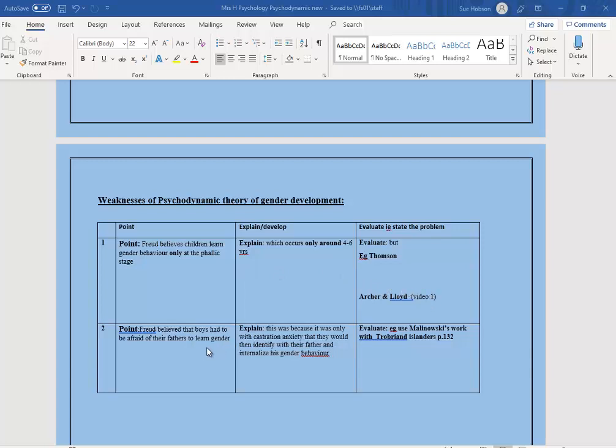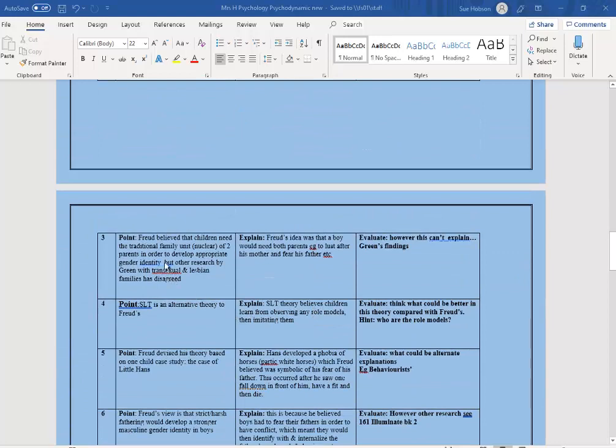Secondly, Freud believed that boys had to be afraid of their fathers, because of this whole castration anxiety. You can read through that. We've got research by Malinowski with the Trobriand Islanders that counters that. What Malinowski found was that boys in the Trobriand Islands exhibited the signs of hostility Freud described, but not against their fathers, but instead against their maternal uncles, because they are the disciplinarians in that culture. So this opposes Freud's view because it suggests that boys' hostile relationships with their father may be a reaction to the discipline fathers exert, rather than being sexual jealousy over their mothers.